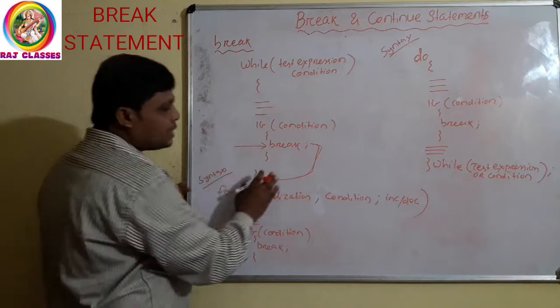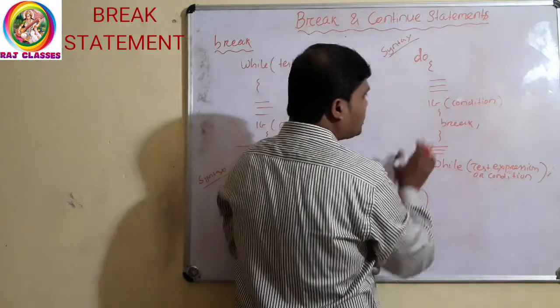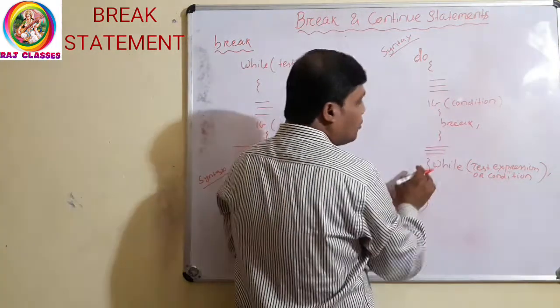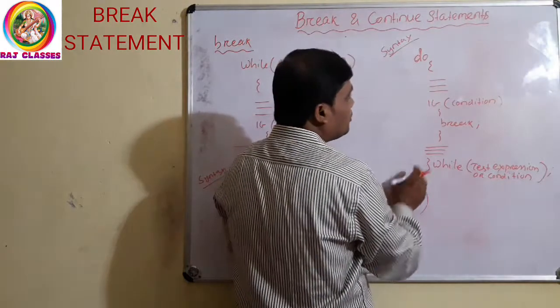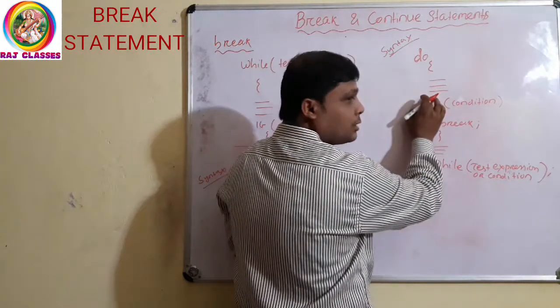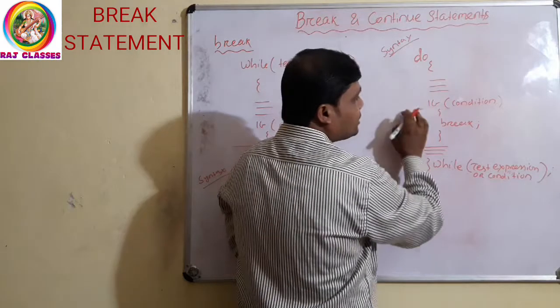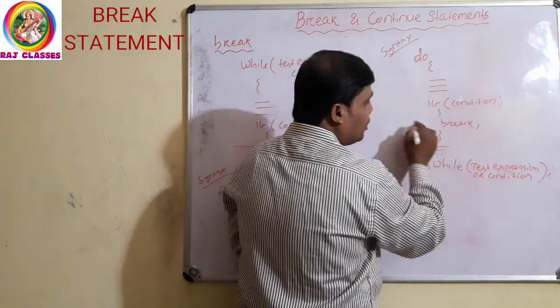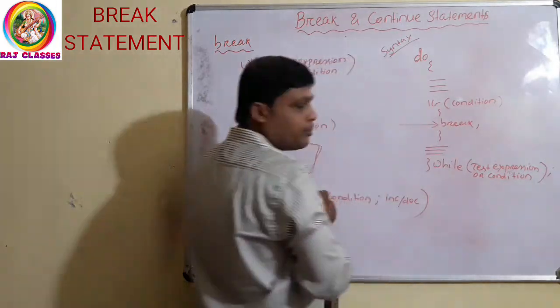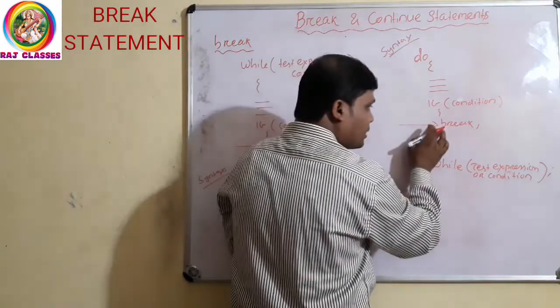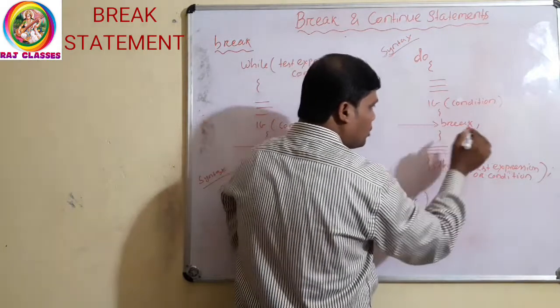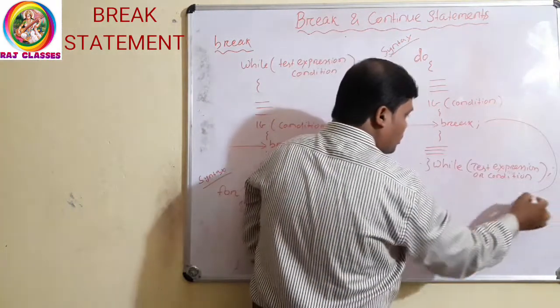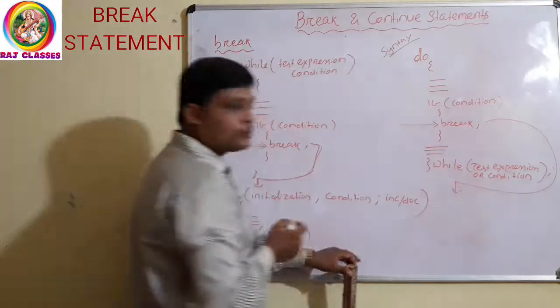Clear? Same here, just see when the do while loop will execute. Suppose some statements are executed, after this the if condition will execute. If this condition is true, it will execute this break statement. When this break statement executes, the control will go out of this do while.